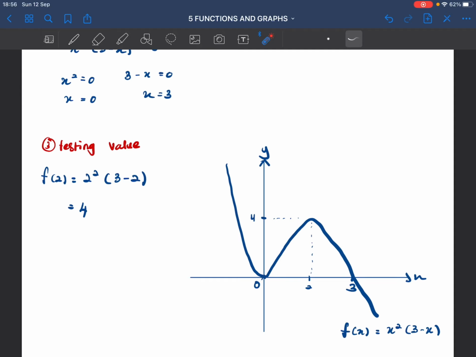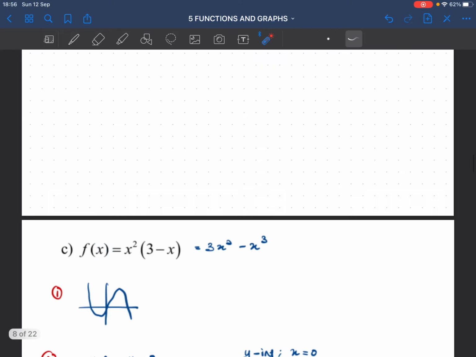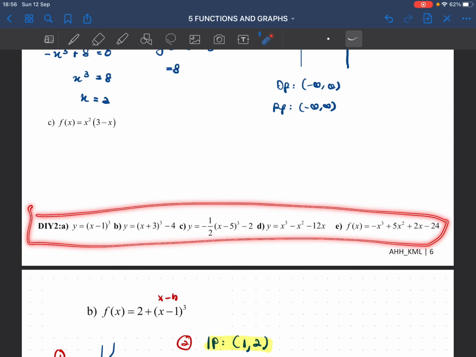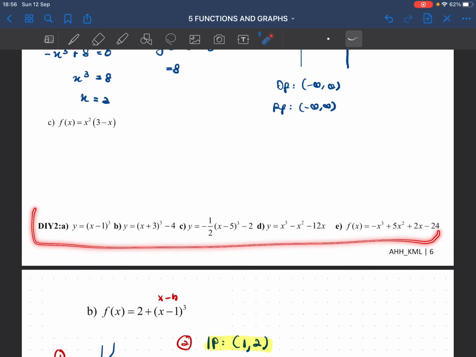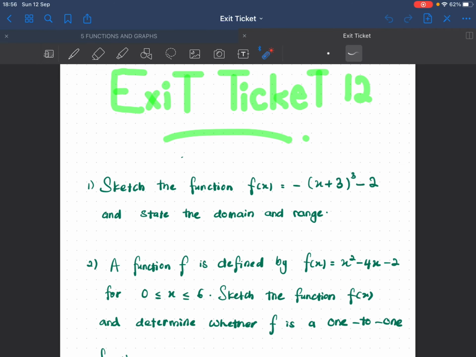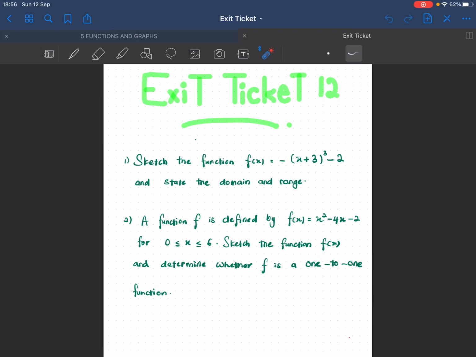Alright. Okay, so you can try more on cubic functions from DIY 2 here. Please try all of this. I will give the answer for domain and range only. Okay, so this is your exit ticket 12 for all of the videos that you have already watched today. We have 2 questions here, so please submit on your GC.